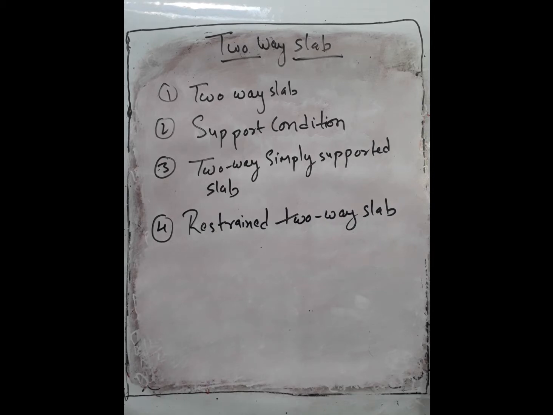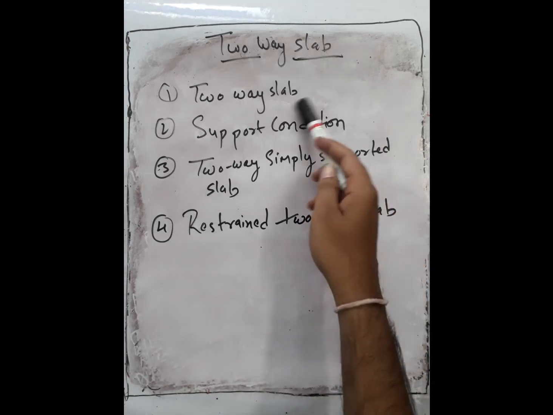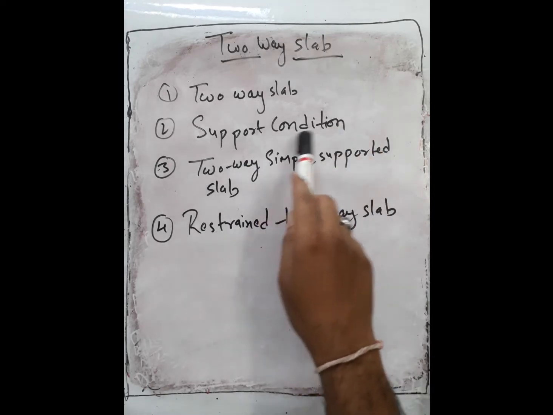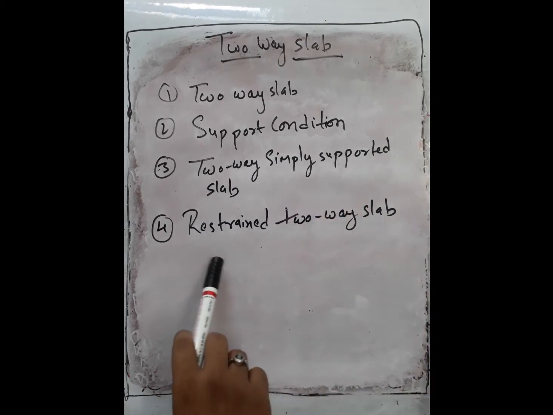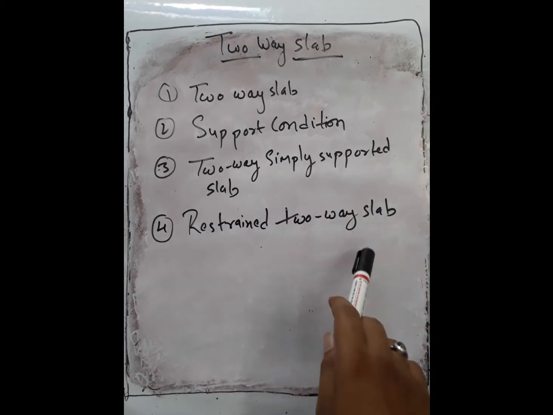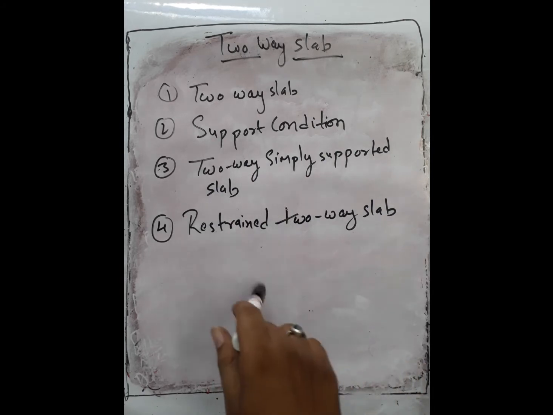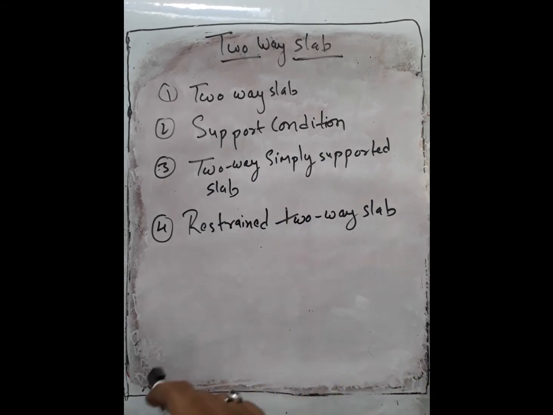These 4 points we have discussed in two-way slab. First is definition of two-way slab, second is support condition, third is two-way simply supported slab, and fourth one is restrained two-way slab. After doing this, we have solved one problem based on two-way slab. So first here I take two-way slab.